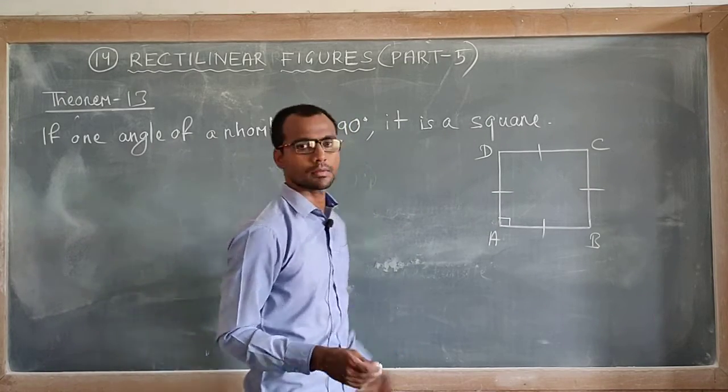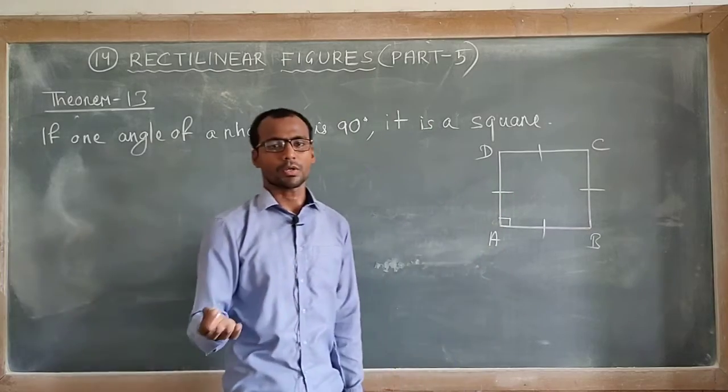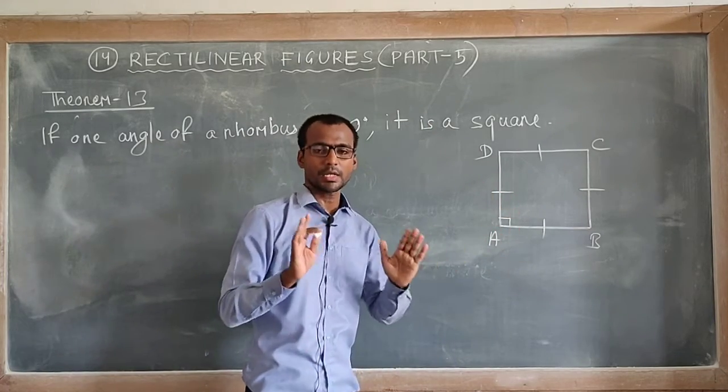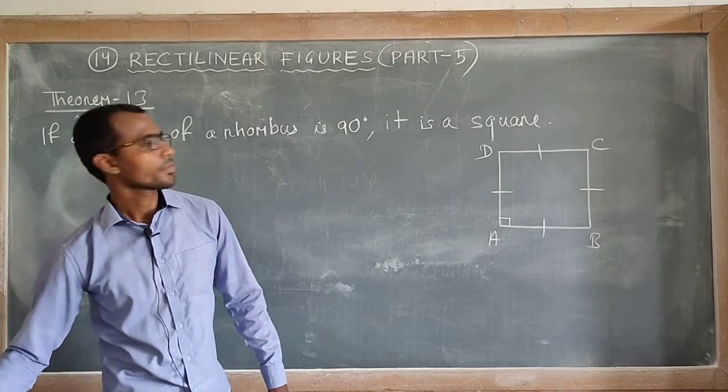How to prove that it is square? If each angle is 90 degree, then it will become a square. Already the sides are equal. Just we need the angles. Okay. So let us move to the angles.